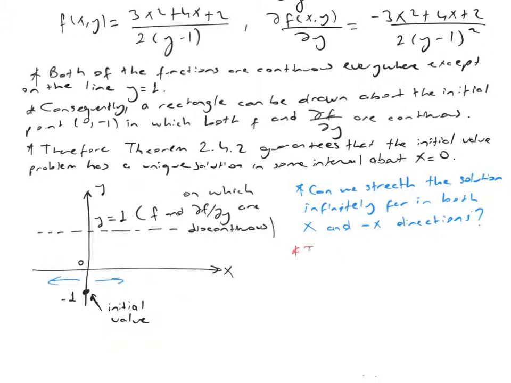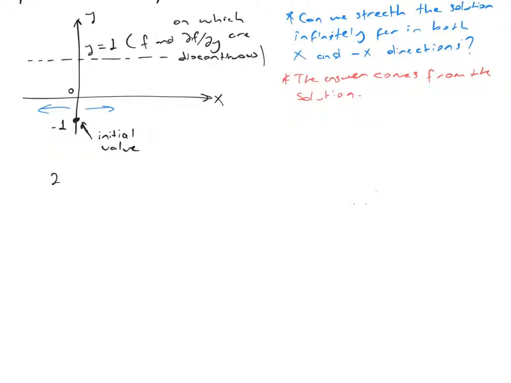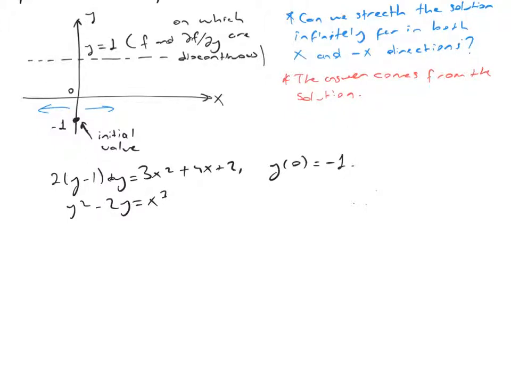And the answer comes from the solution. Then let's solve this problem. 2y minus 1 dy is equal to 3x squared plus 4x plus 2, and y of 0 is equal to minus 1. And y squared minus 2y is equal to x cubed plus 2x squared plus 2x plus the constant c.